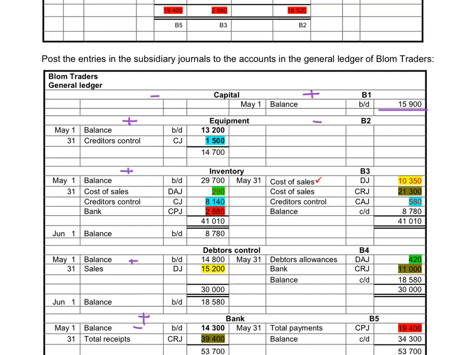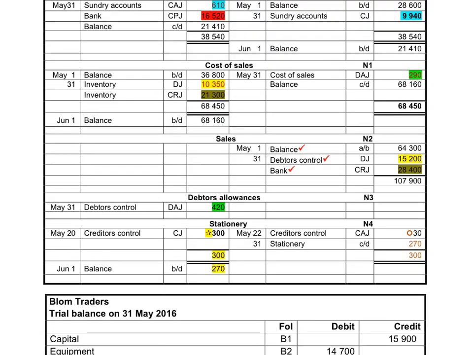We sold goods to the debtors, so we will post it to the debit side of the debtors control account to indicate that the asset increases because the debtors owe us more money. And we will indicate that the double entry will be in the sales account on the credit side. The sales account was opened with a credit balance because income has credit balances. We sold goods, so the income increased with 15,200.